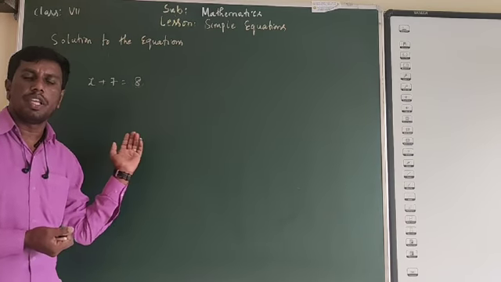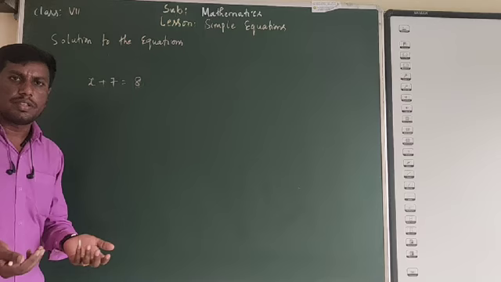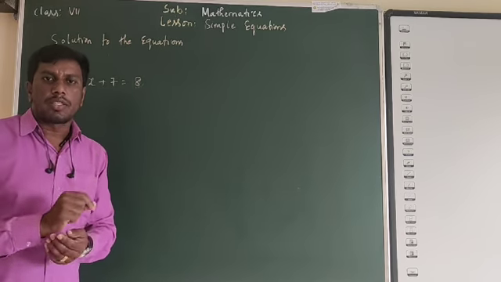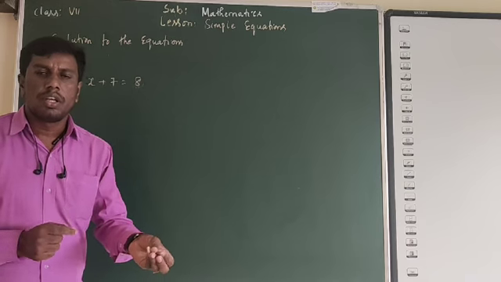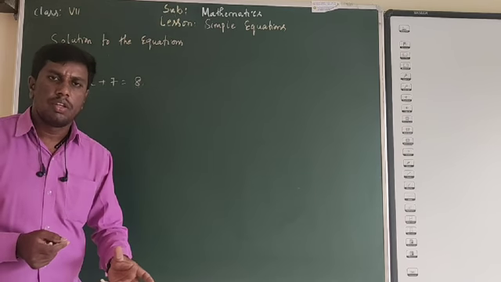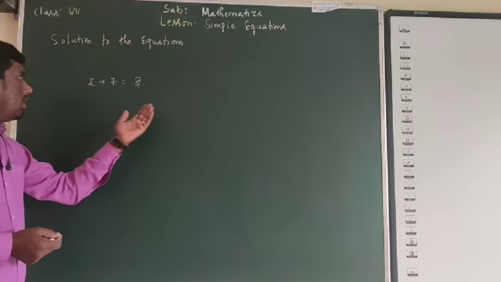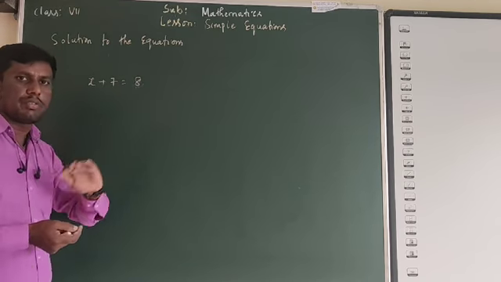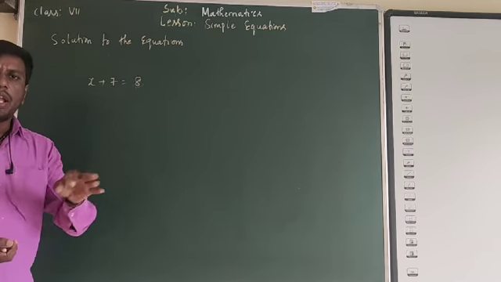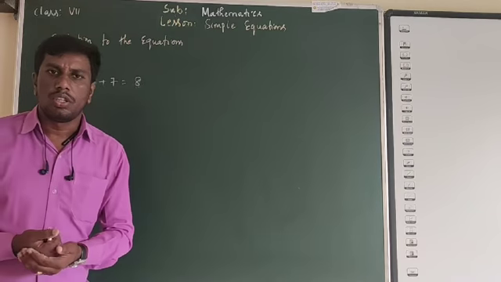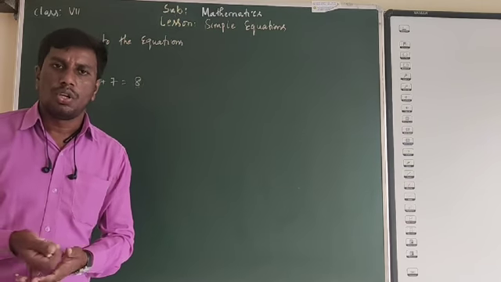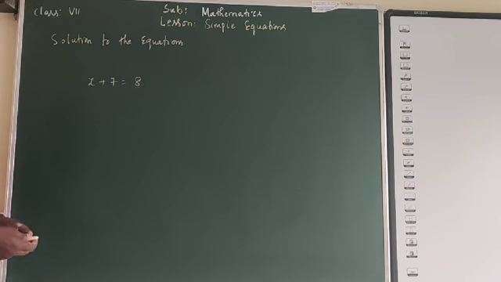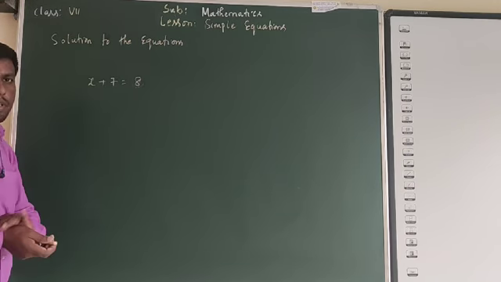What is the unknown, the variable here? x. What is the value of x for which this equation will be satisfied, that means LHS is equal to RHS? That value of x is called a solution. Right? We know this is very simple, even by the trial and error method.